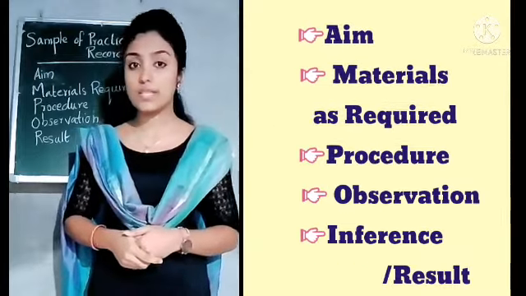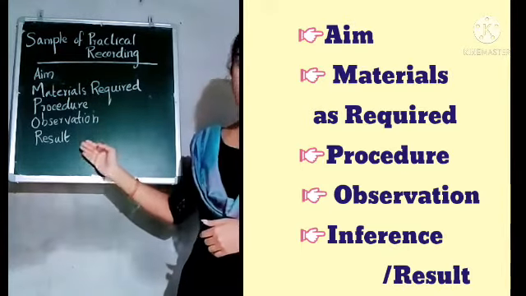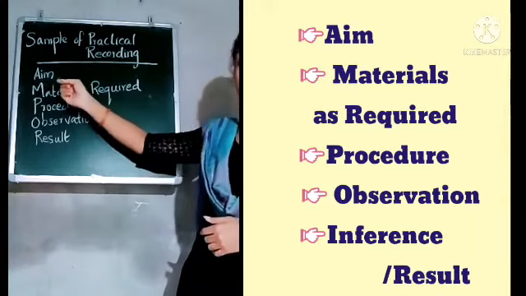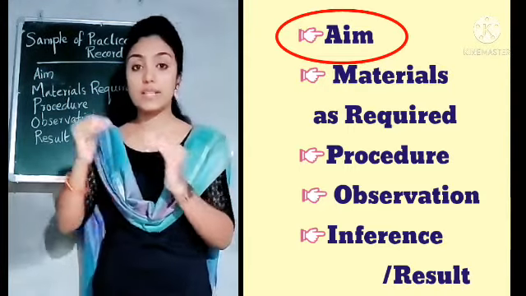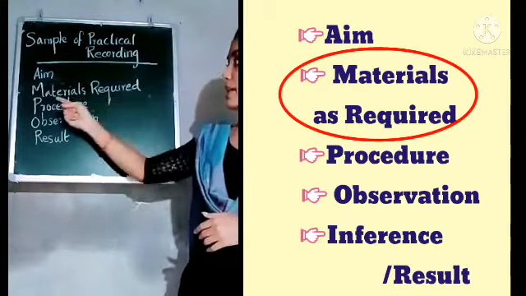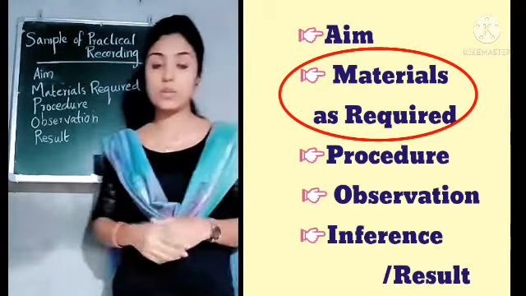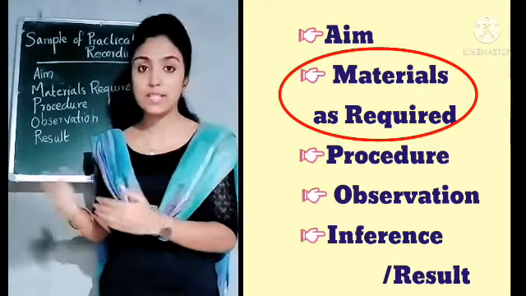So which are those steps? Here you can see there are 5 steps. The first step is aim. First you have to write the aim of the experiment that you are going to do. Then the second step is materials required. Then you have to write what all materials are required for doing that experiment.